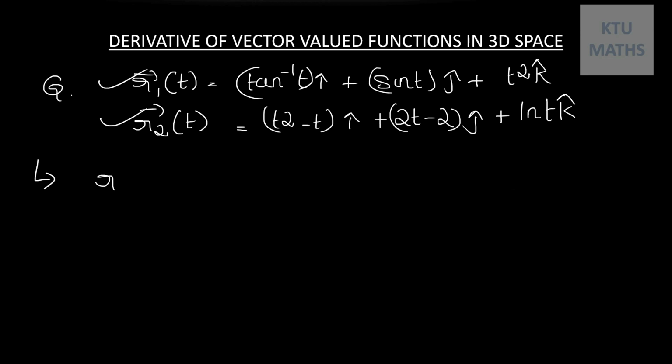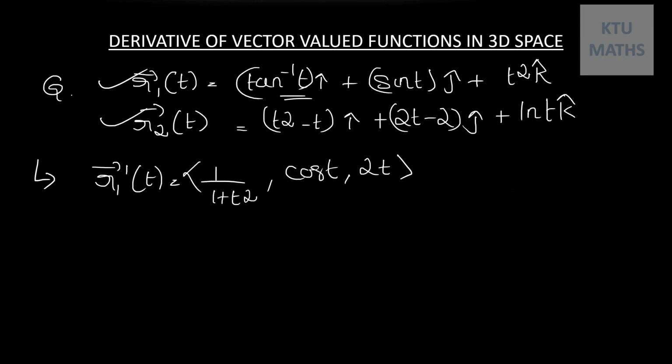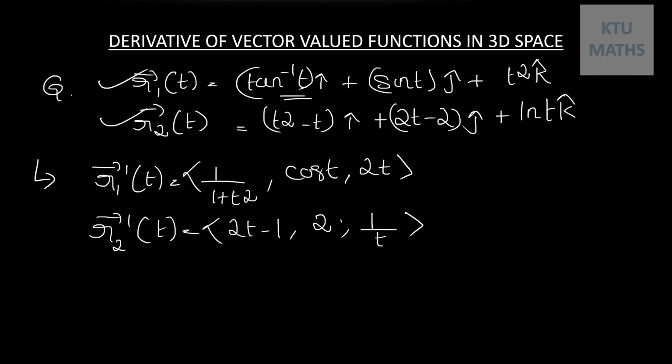First of all, we need to find the tangent line of these two functions. Parametrically, it would be 1 by (1 plus t square), which is the derivative of tan inverse t. Now the derivative of sin t would be cos t, and of t square would be 2t. This is the parametric equation. And the second derivative would be (2t minus 1, 2, and 1 by t). This would be the equation.